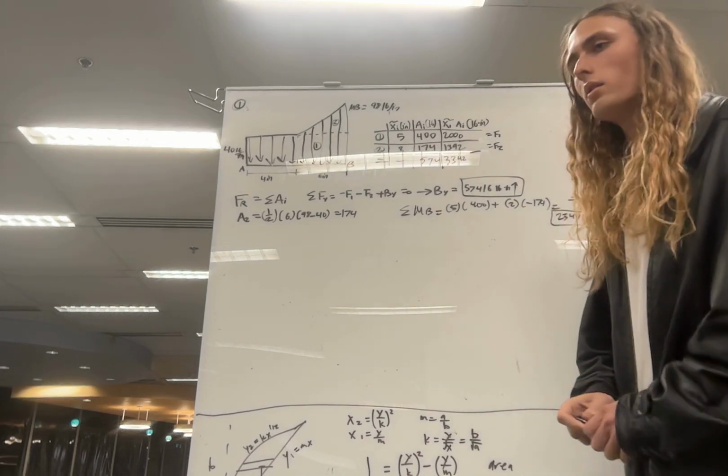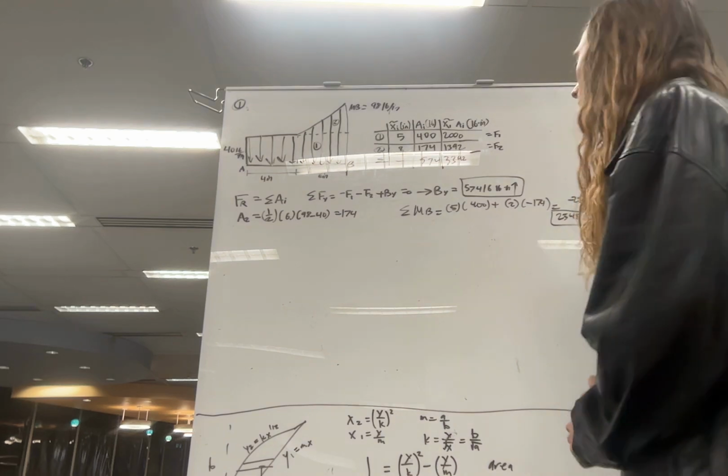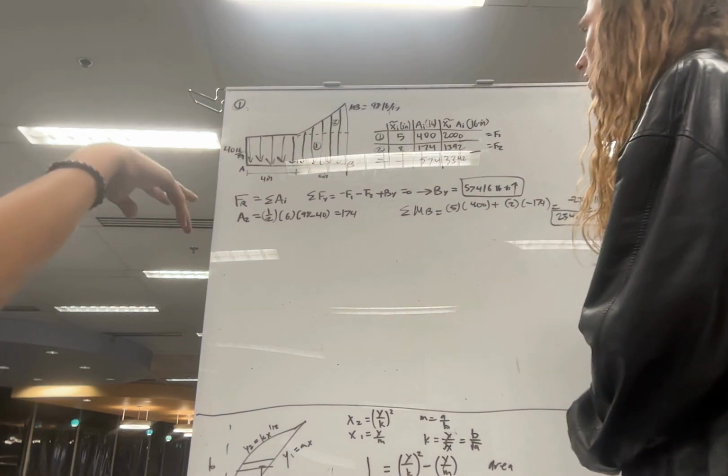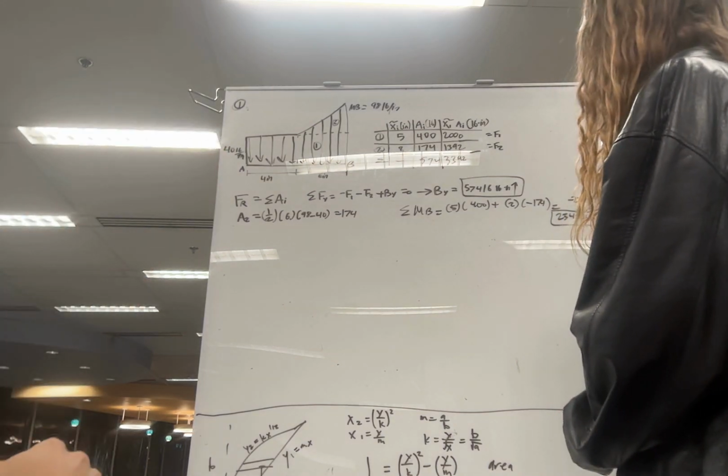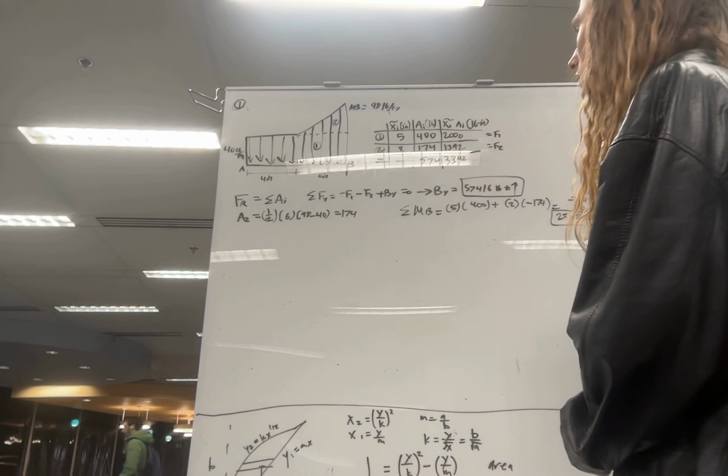So when you're calculating the moment, how did you do the distances? Because in my mind, when I first look at this, it looks like a bunch of force arrows. You know what I'm saying? Yes.